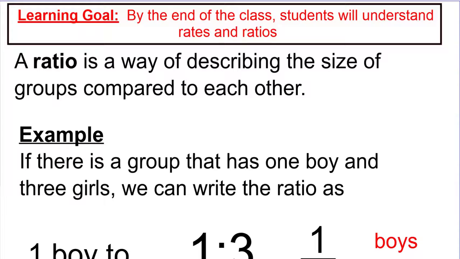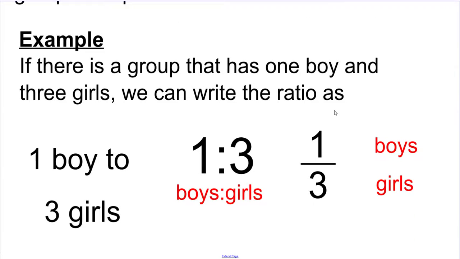So a ratio is basically a way of describing the size of one group compared to another group. It could be multiple groups, but in most of our cases we're just going to be focusing on two. So if I was saying in this first example that there is a group that has one boy and three girls, we're just describing exactly that situation, that there is a group that is one boy and three girls, and that is a ratio.